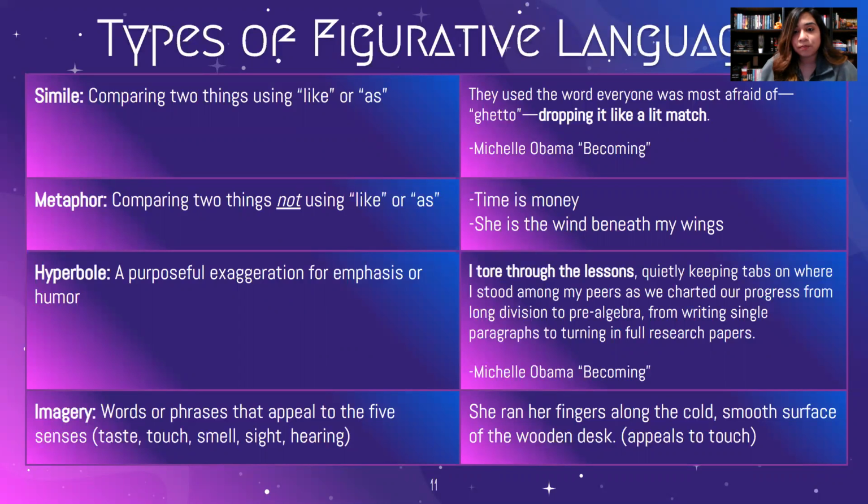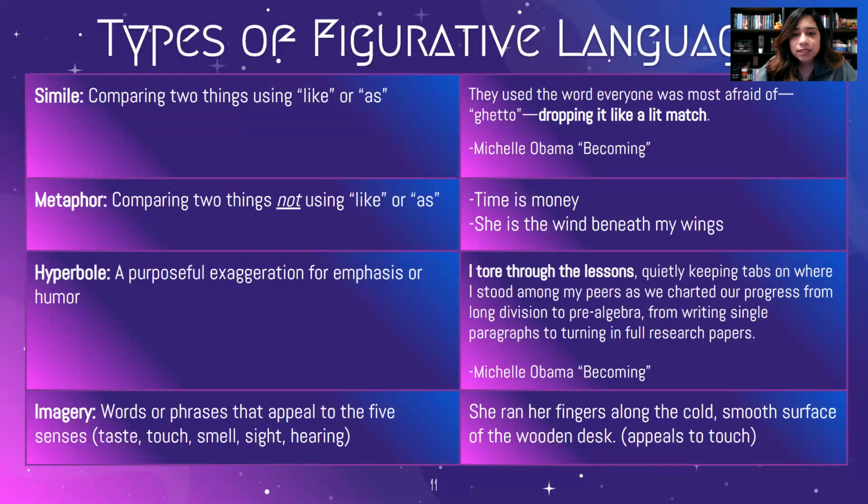On the right panel, there's an example. This example is from the excerpt that you guys read from Michelle Obama's Becoming. They use the word everyone was most afraid of, ghetto, dropping it like a lit match, right? So I put in bold the part that's using the simile, right? Dropping it like a lit match. So they would drop the word ghetto like a lit match, like something that set the world on fire.